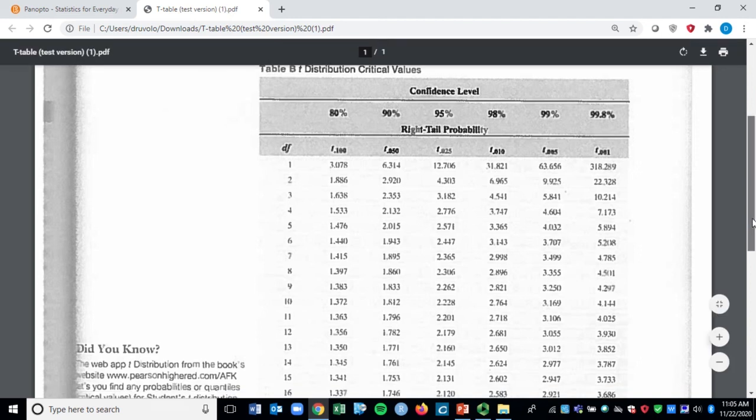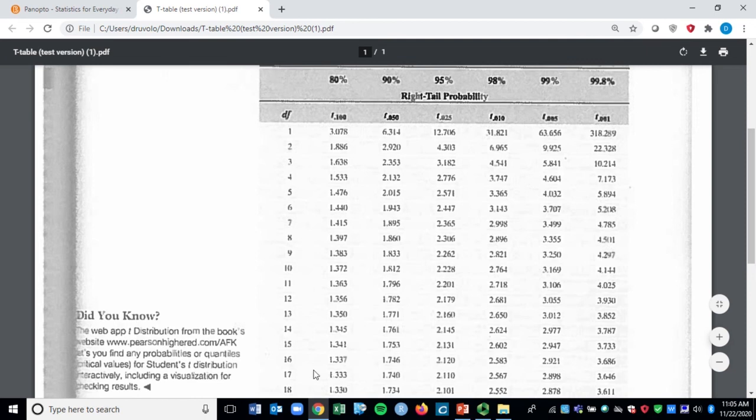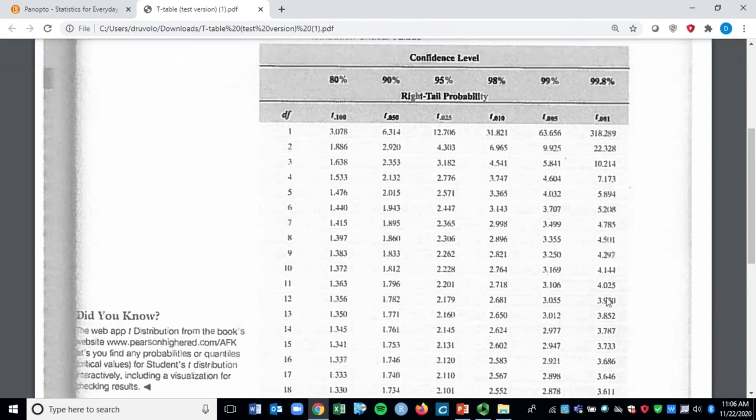A 99% confidence interval, let's say that we're creating, and our sample size was 17. That means our degrees of freedom would be 16. So we would have a critical value of 2.921. Simple as that.